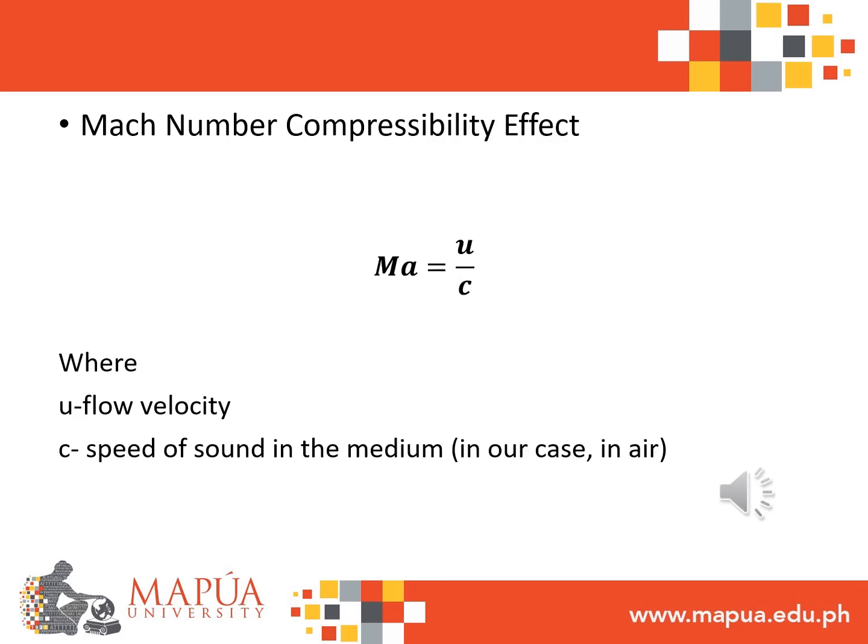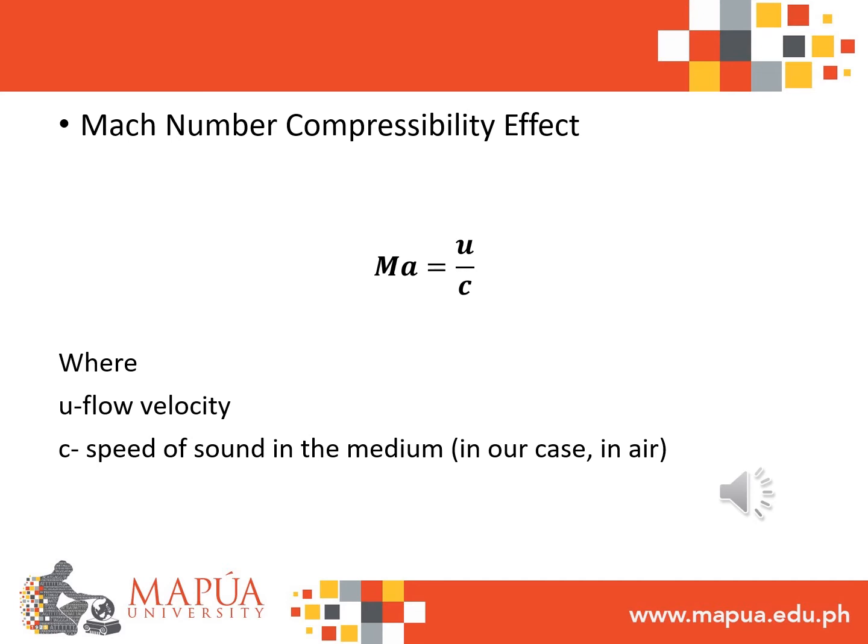Now moving on, I will now be discussing another parameter, which is the Mach number compressibility effect. Mach number is another parameter needed for the drag coefficient of an object. When the velocity of an object is too high, the compressibility effect of the fluid cannot be neglected. The Mach number can be defined as the ratio of the speed of an object to the speed of sound, where u is the flow velocity and c is the speed of sound in the medium, in our case, in air. Mach number has different classifications: subsonic, supersonic, hypersonic.